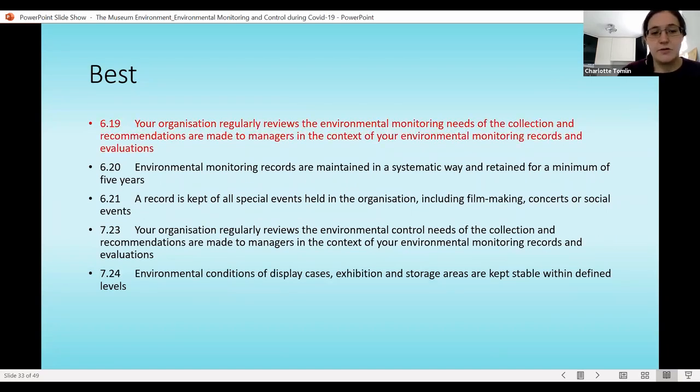6.19, your organisation regularly reviews the environmental monitoring needs of the collection, and recommendations are made to managers in the context of your environmental monitoring records and evaluations. And 7.23, your organisation regularly reviews the environmental control needs of the collection, and recommendations are made to managers in the context of your environmental monitoring records and evaluations.